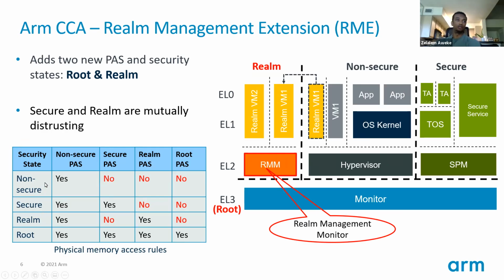So if you are in the non-secure state, similar to TrustZone, you can only access the non-secure physical address space. And then if you are in the secure, you can access non-secure and the secure physical address space. If you are in the realm state, you can access non-secure physical address space and the realm physical address space. So if you are in the root, then you can access all address spaces. So that's the major difference.